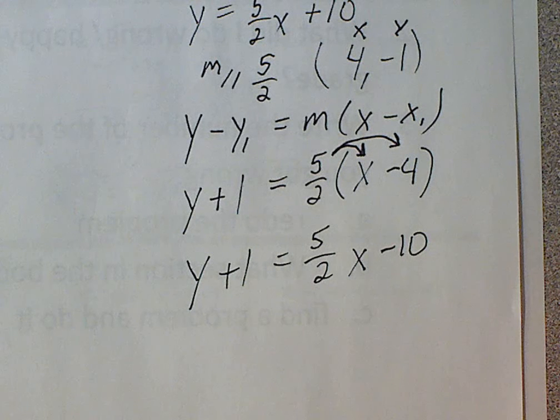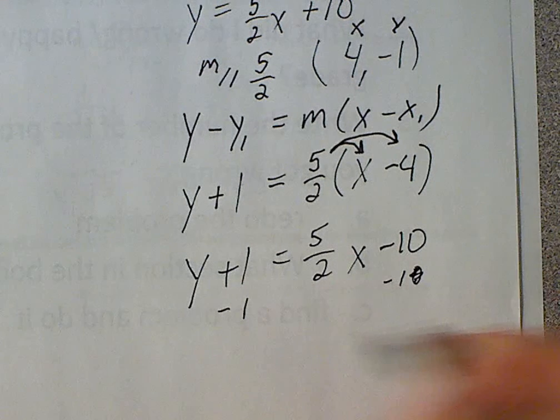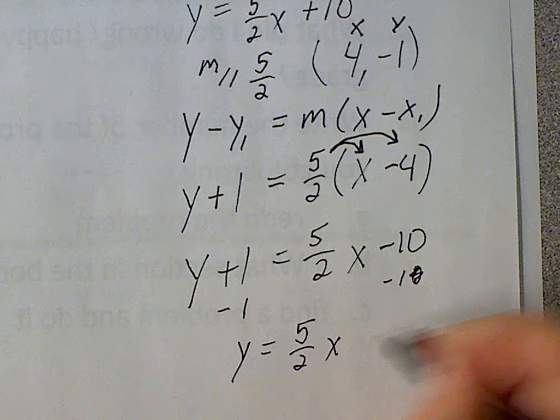If I have 1 and I want to get rid of it, how do I get rid of it? If I have $1 and I spend it, I give it away, right? Give it away. So I subtract my 1. Oh yeah, whoops, I subtract 1. So I get y is equal to 5 halves x minus 11.